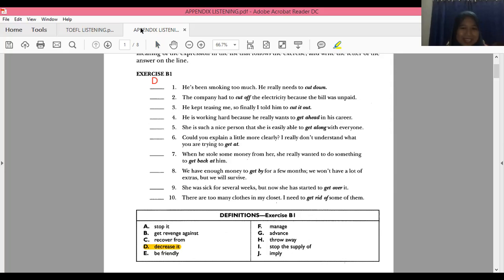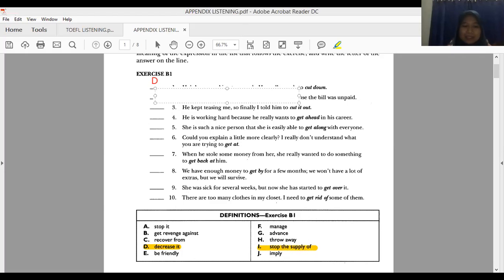Miss Arifa, are you with us? Or maybe Mr. Farhan has done number 2. I will stop the supply of. Stop the supply of, that's right. Even though there are two "stop" here, stop it and stop the supply of. But again, we are helped by the context.